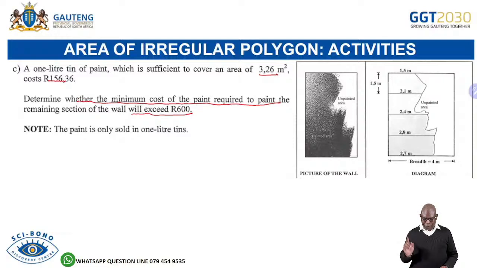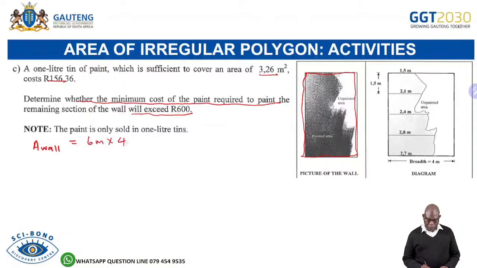Okay, first of all, I need the area of the whole wall. That is the first thing that I need. So the area of the whole wall is going to be 6 meters multiplied by 4 meters. And that gives me 24 square meters. So that is the area of the whole wall.